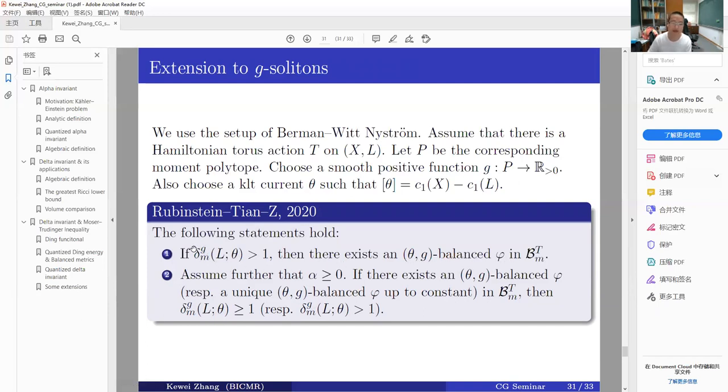Here, I didn't define these invariants, but you can imagine that their definition is quite similar. Basically, when you define these invariants, you twist your line bundle by some current, and also you should twist your log discrepancy. You need to twist your volume form, and also if you have some weight here, you need to put a weight in front of this Monge-Ampère energy. So I will not give the definition here, but you can imagine what's going on here.